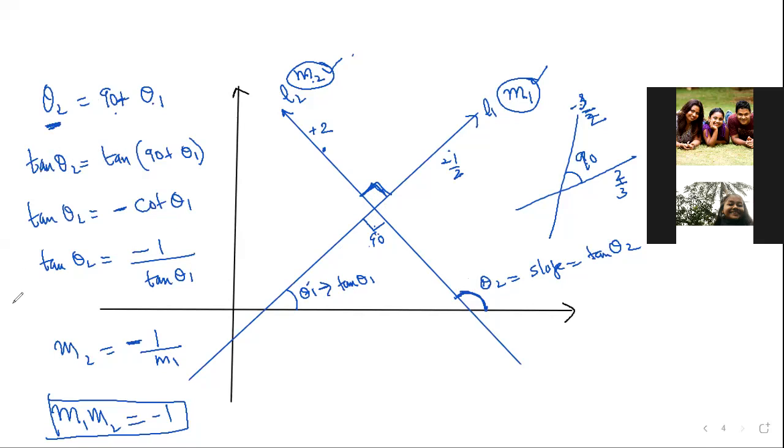Then I took tan on both sides. Tan of 90 plus theta 1 is minus cot theta 1. Then I got minus 1 upon tan theta 1, since cot is the reciprocal of tan. This is M2 and this is M1. So M2 is minus 1 upon M1. If you have two perpendicular lines, the slope of one line is the reciprocal of the other and of opposite sign. If the slope of this line is P by Q, the slope of this line would be minus Q by P. So if you multiply both of them, you should always get minus 1 as the answer.